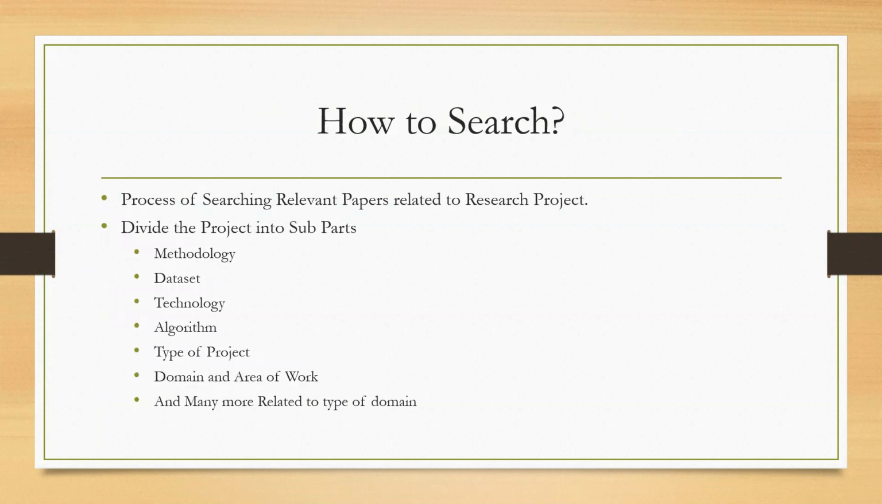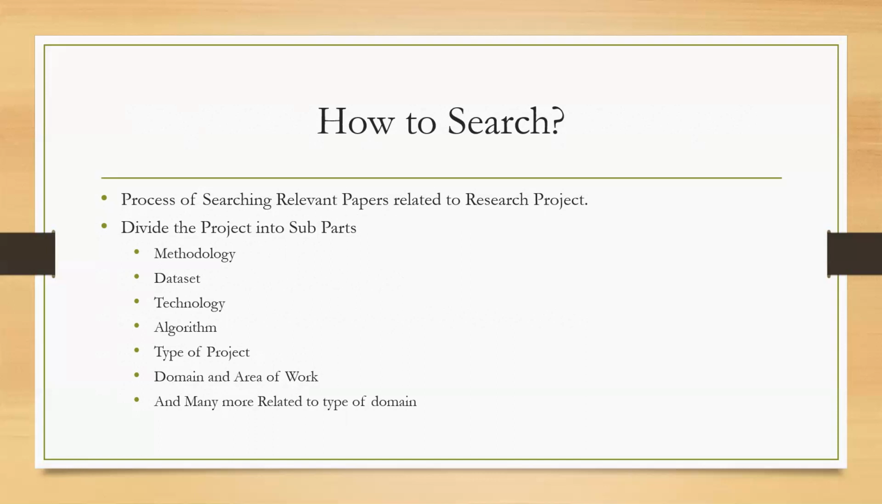Then how to search. When we have finalized our topic, take an example: I need to predict some disease using some machine learning technique. There are n number of related papers. In some cases, you might not find even one paper. So how do we search for papers? By creating subtopics or subparts of your main research topic. We divide the project into subparts, because we have an idea, a concept, and you just need to split it into different parts.